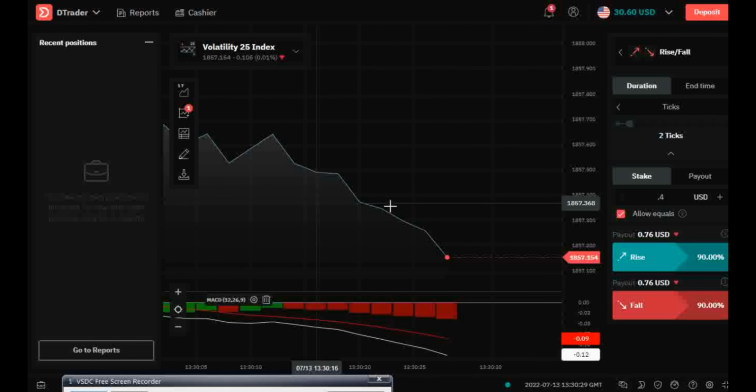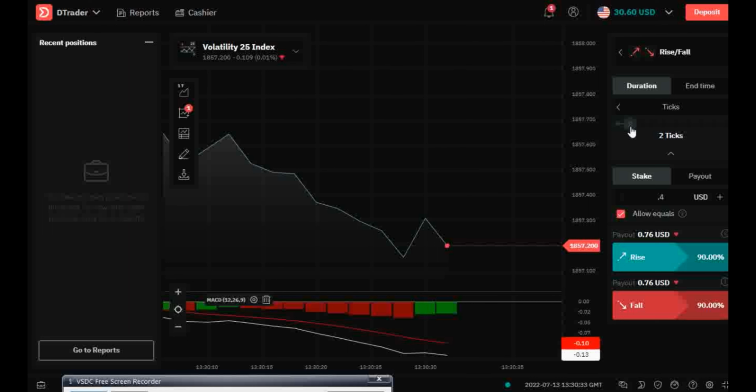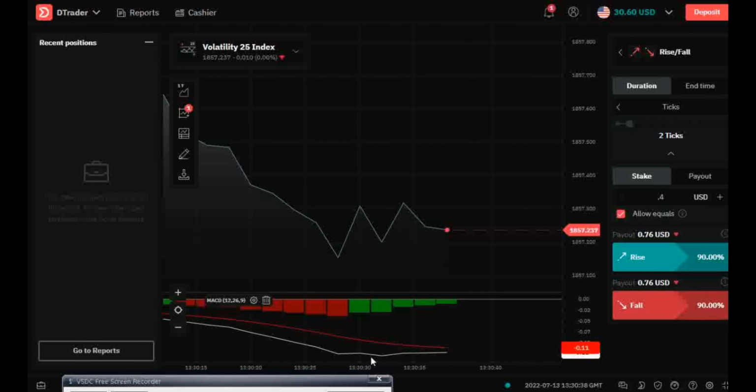On MACD only. I have a balance of $36. I'll be using 2 tick today. So watch me as I trade.